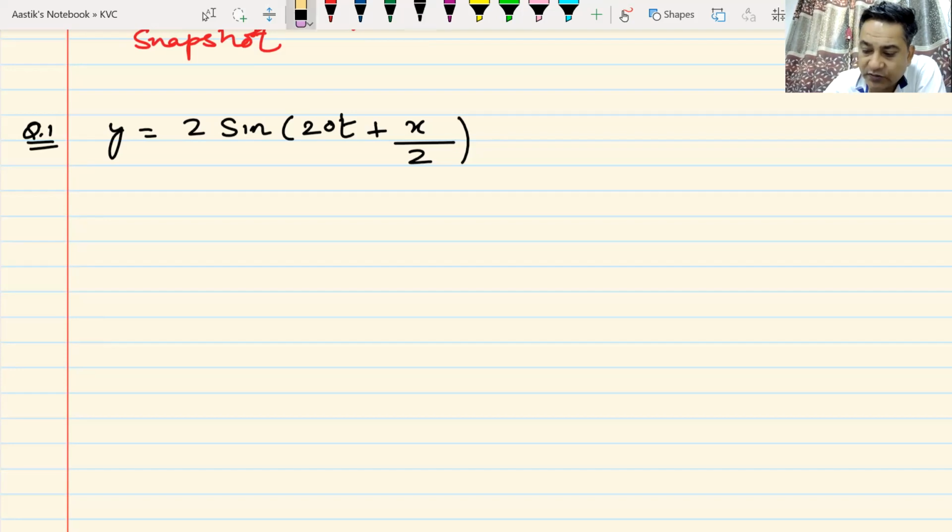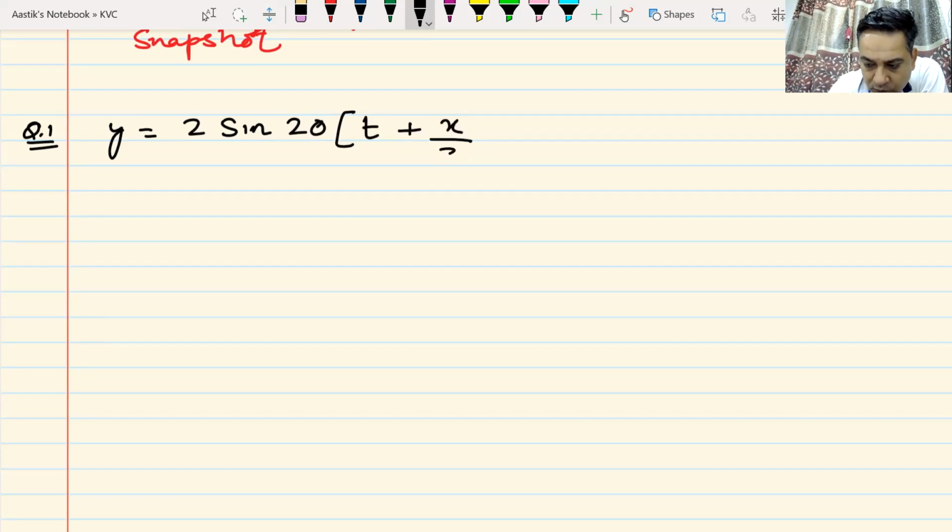Let me just correct the equation. Can you tell me what is the amplitude of this wave? And the amplitude of this wave is 2. Do we understand this?